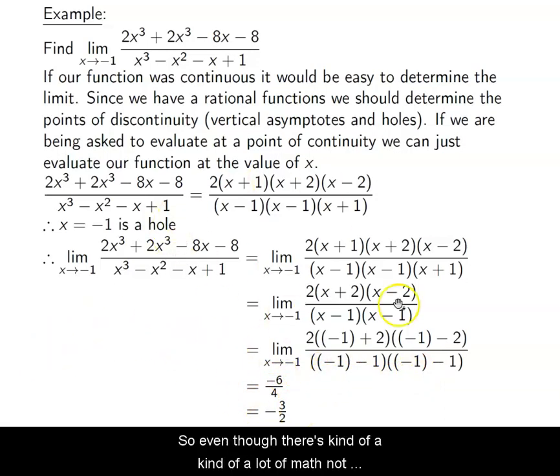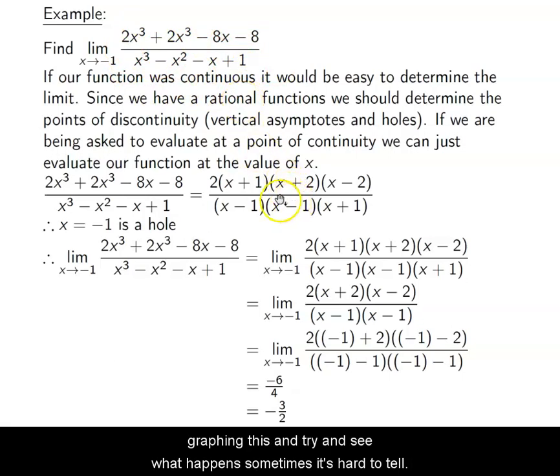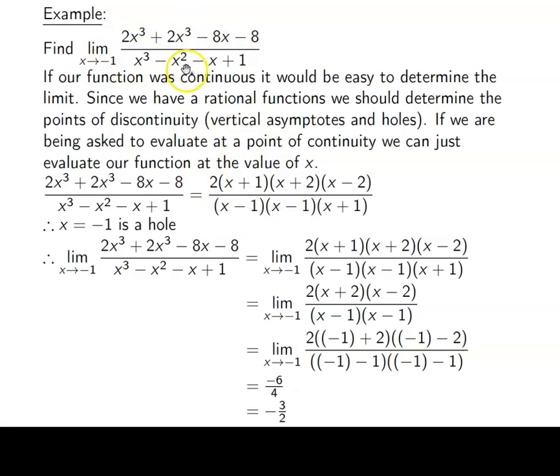So even though there's kind of a lot of math, not really too much. I mean, factoring can take a little bit of time, but it's faster than trying to graph this by hand, right? I know that's not what you would do, but it's faster than graphing this and trying to see what happens. Sometimes it's hard to tell what the hole is, and it's a lot faster than using a numerical method of plugging in several values into this complicated function, right?